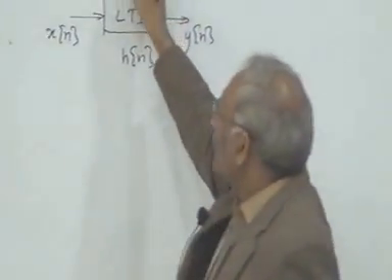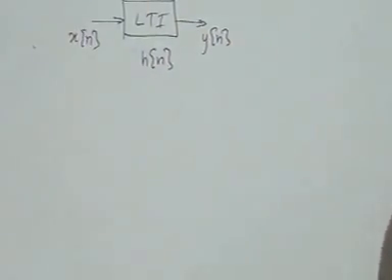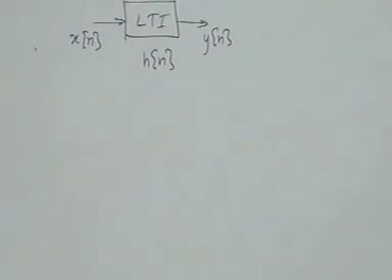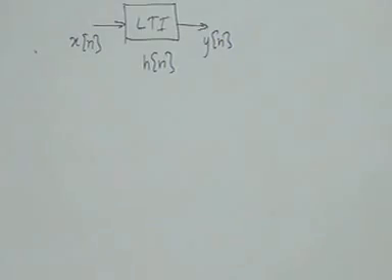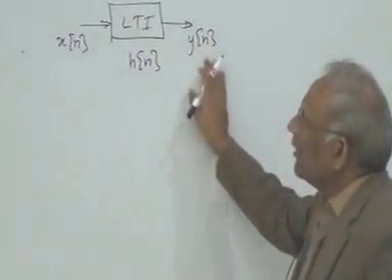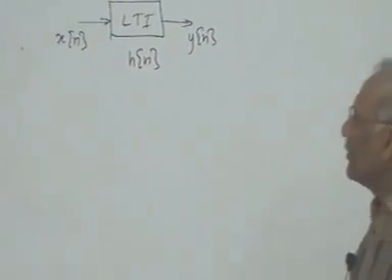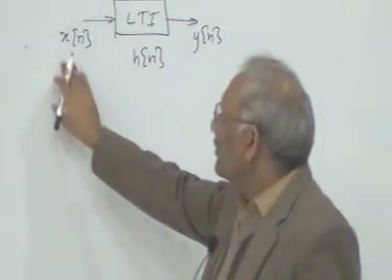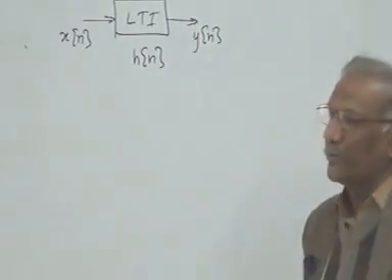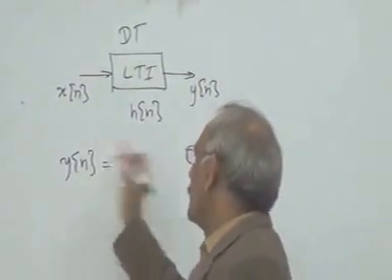So if we have this discrete time system, it is completely defined by h of n. If you know the impulse response h of n, it completely defines your system. The other way of defining your system is through what we call the difference equation. What is a difference equation? A difference equation gives you the relationship between input and output. It is of this type, that output y of n is equal to what?